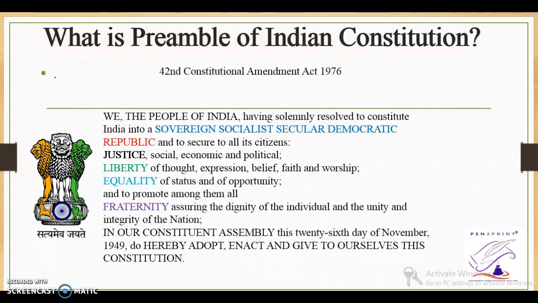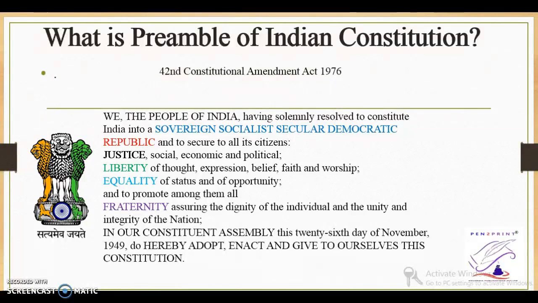Social justice means the absence of a socially privileged class in the society and no discrimination against any citizen on the ground of caste, creed, color, religion, sex or place of birth. India stands for eliminating all exploitative forms in the society. Economic justice means no discrimination between man and man on the basis of income, wealth, economic status.